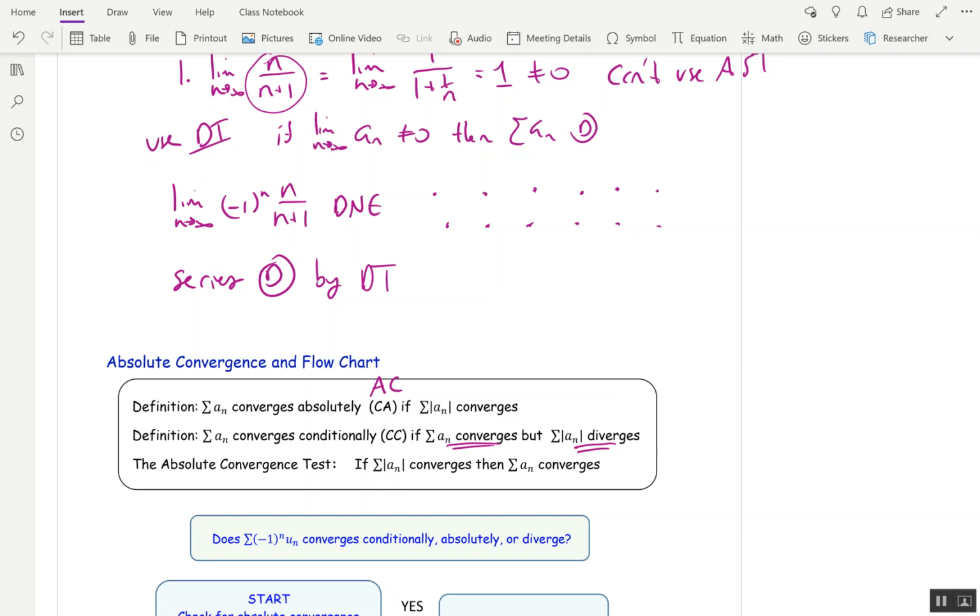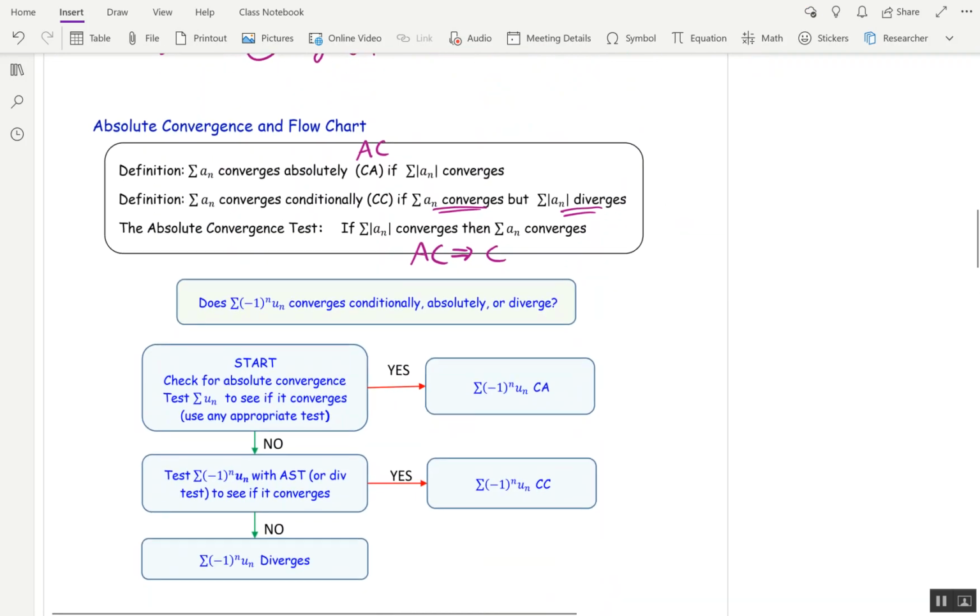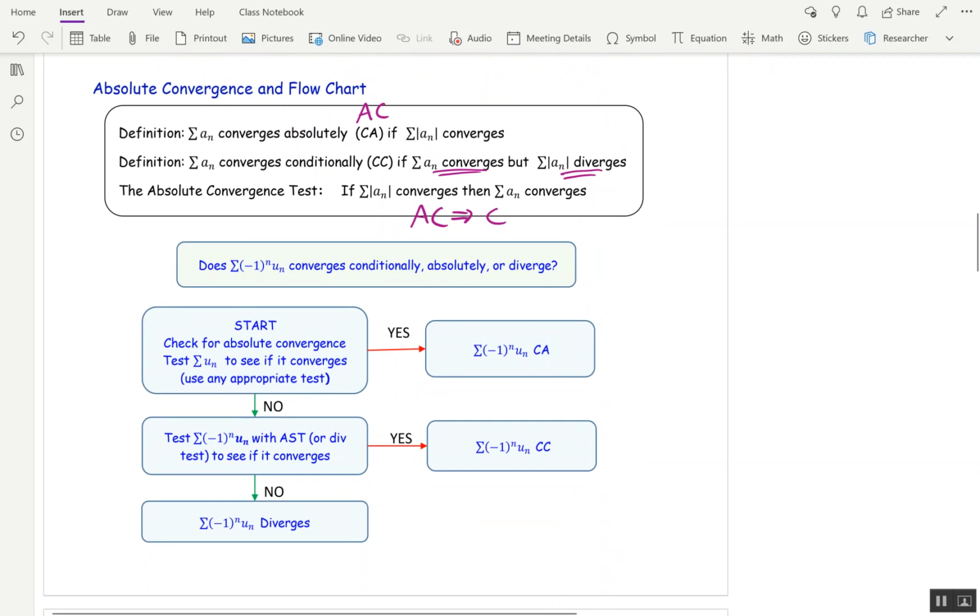And we have a very strong theorem that tells us if a series does converge absolutely, then you don't have to show it converges because it's automatic. So absolute convergence implies convergence. This can be confusing, I'll admit it. So that's why I have this flow chart for you. And you will be able to use this on tests and quizzes if we ever meet in person again.